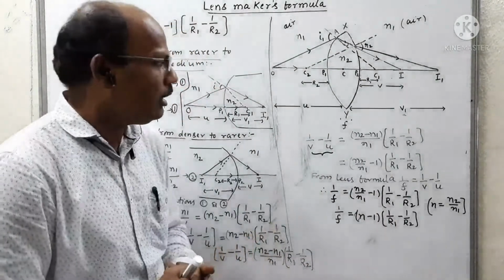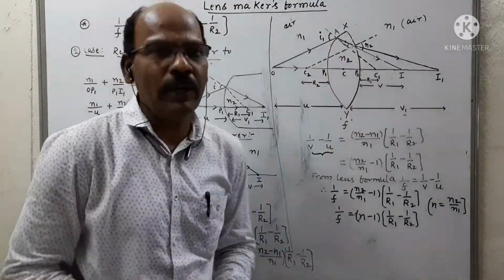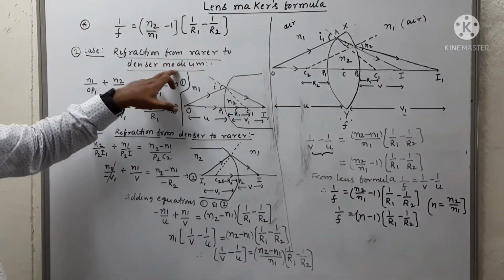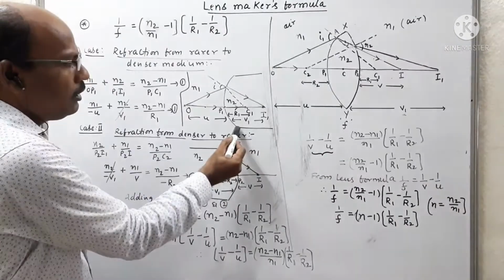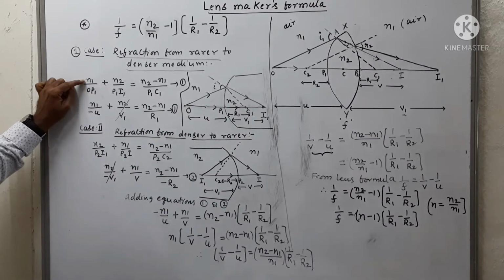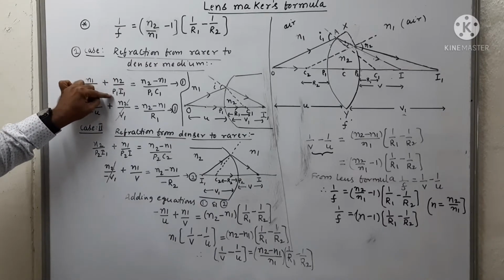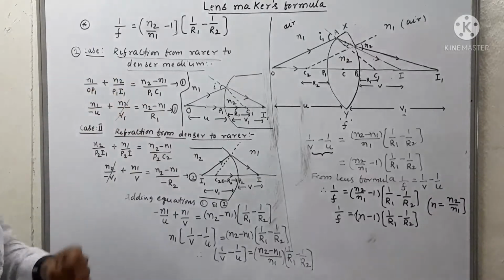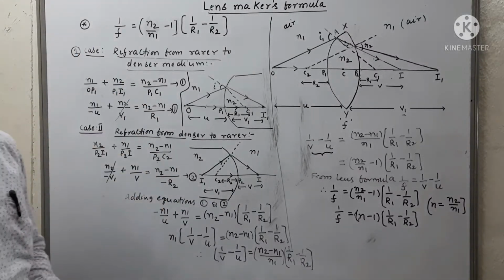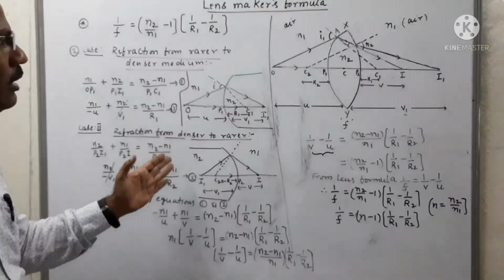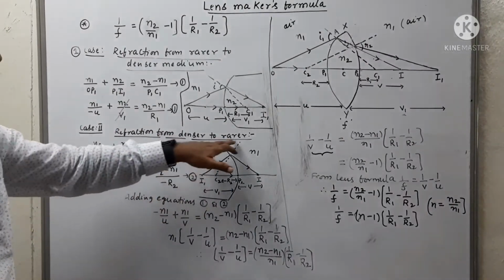How can we find the relation by considering the two refracting surfaces? The first one is refraction from rarer to denser medium. We use the diagram, then we can write the basic equation. What is the basic equation? N1 by object distance plus N2 by image distance is equal to (N2 minus N1) by the radius of curvature of the refracting surface. Similarly, in the second case, the refraction takes place from denser to rarer medium.